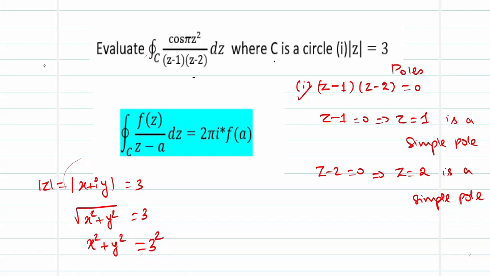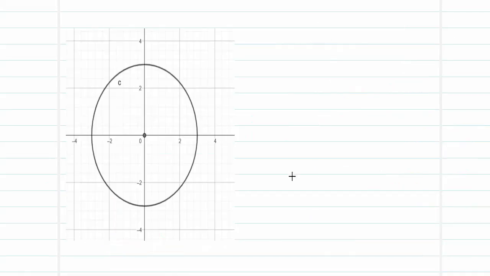This represents a circle with center. What do you think is the center of the circle? Over here there is no x element and no y element, so 0, 0 is going to be the center. And what is going to be the radius? Radius is going to be 3 units. So this boundary is now plotted. We are going to draw a circle with center 0, 0 and radius 3 units.